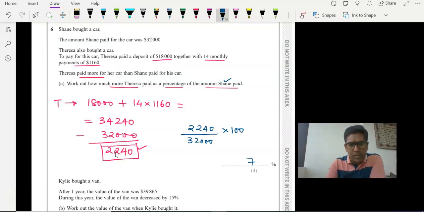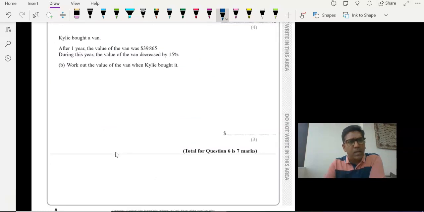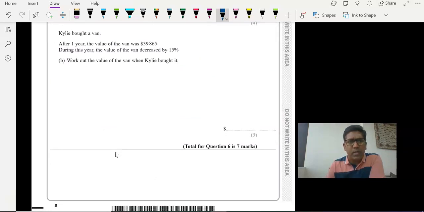Okay, next one. Kelly bought a van. After 1 year, the value of the van was $39,865. During this year, the value of the van decreased by 15%. Work out the value of the van when Kelly bought it. So when she bought it, the value was 100%. After 1 year, it reduced by 15%, which means it became 85%. The value of the van now is 85%.